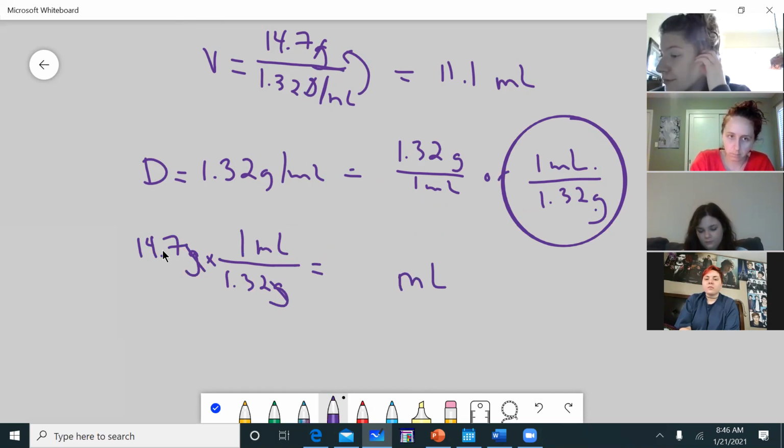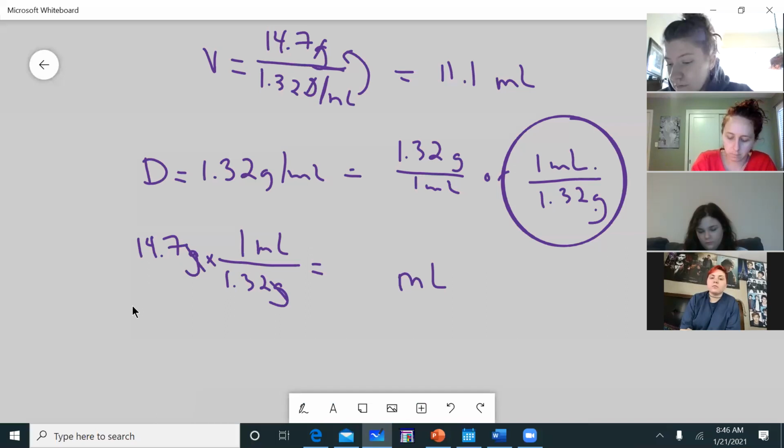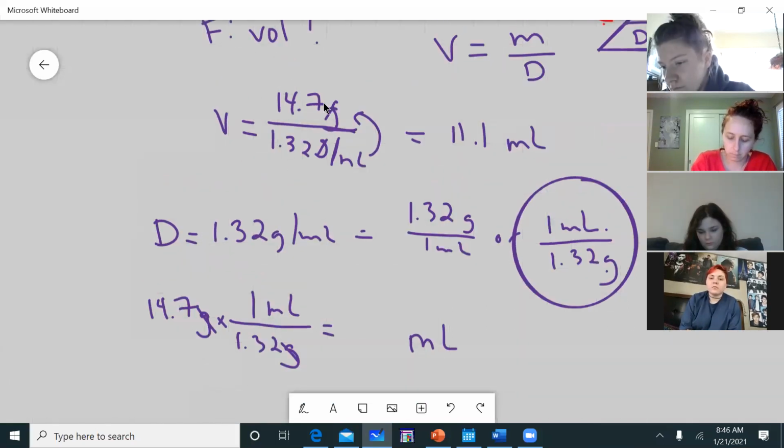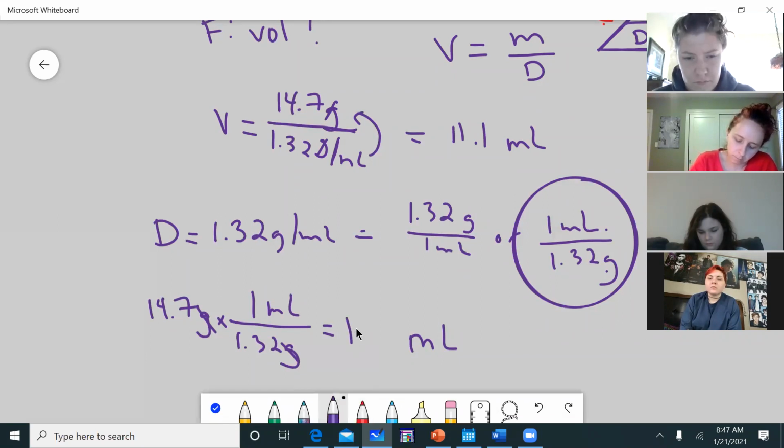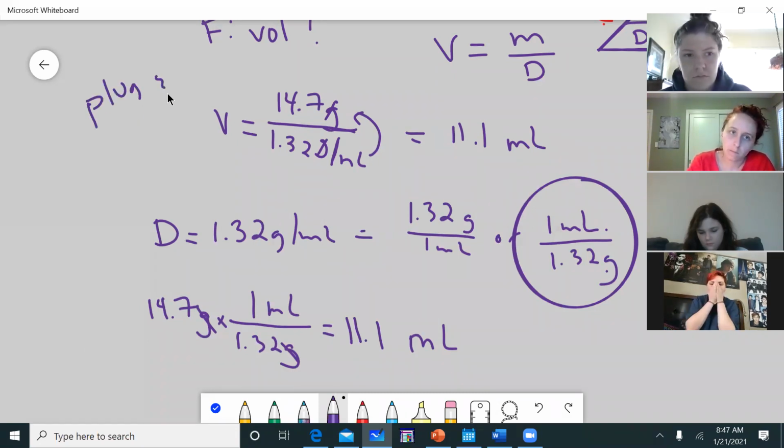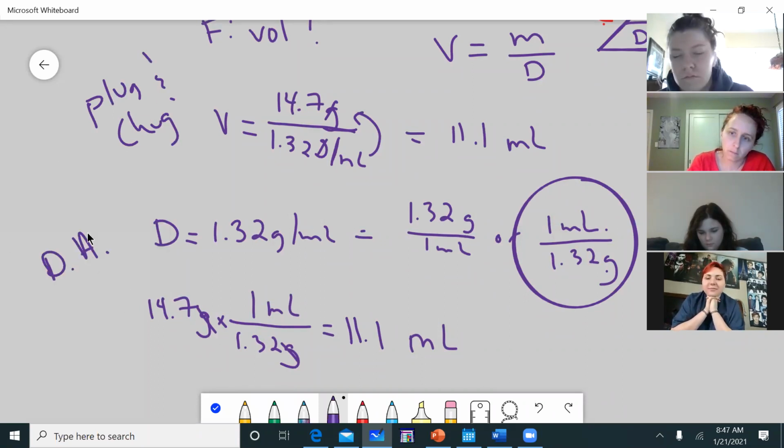You're doing the same thing. You guys see how you're taking this and dividing it by density? In the top situation, we did the same thing, right? We took 14.7 and divided it by the density. It's just a slightly different setup. You'll get the same answer, 11.1 milliliters. I don't care which way you do it. You can either plug and chug, or you can do dimensional analysis. It's up to you. Don't do both of them. Pick one.